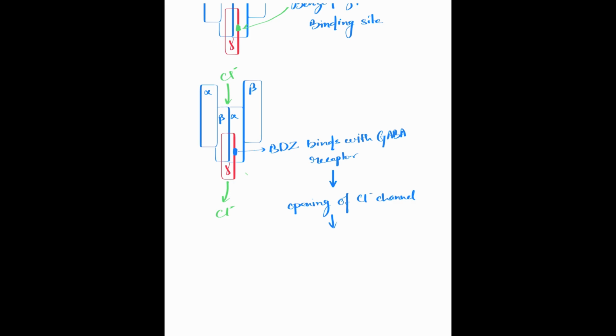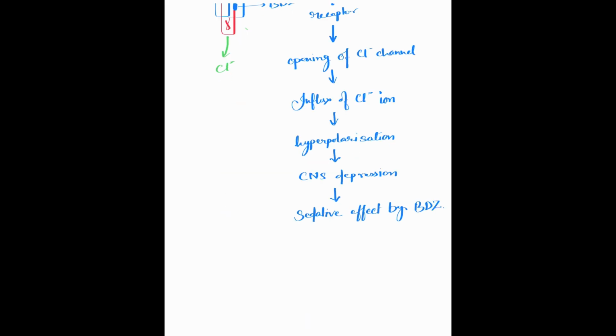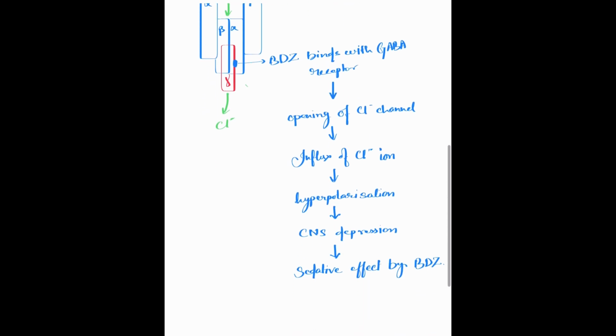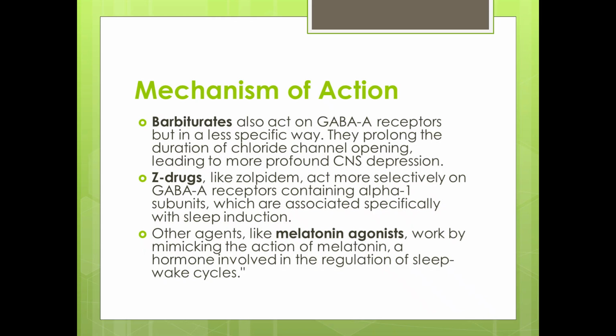When benzodiazepines bind to this site, it leads to the opening of the chloride channel, allowing an influx of chloride ions. This causes hyperpolarization, resulting in CNS depression. This is how sedation occurs with benzodiazepines. 2. Barbiturates also act on GABA-A receptors, but in a less specific way. They prolong the duration of chloride channel opening, leading to more profound CNS depression.